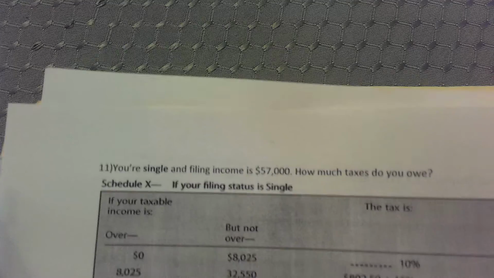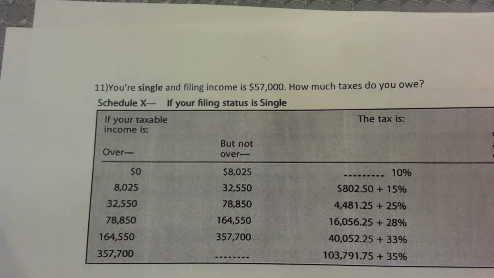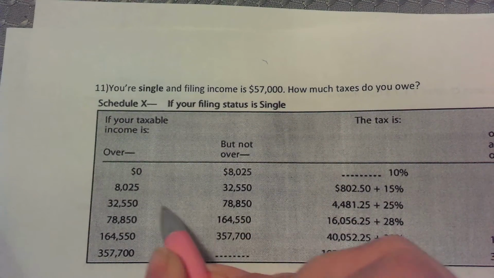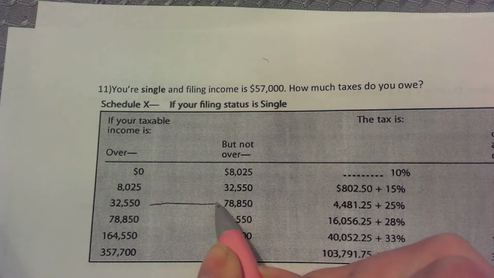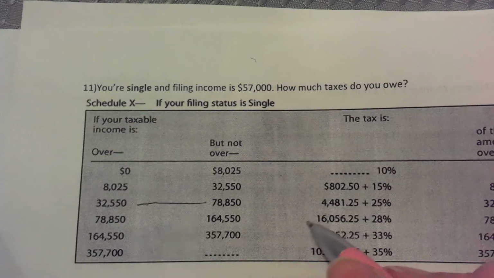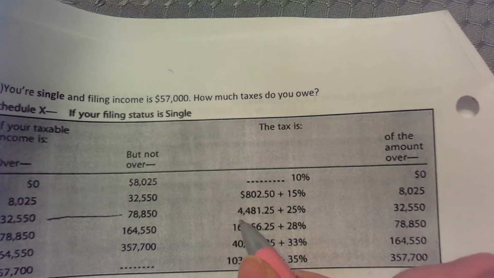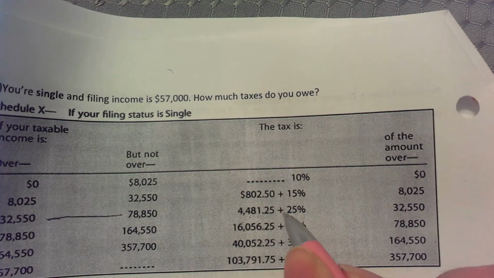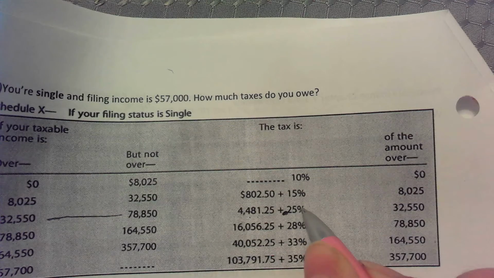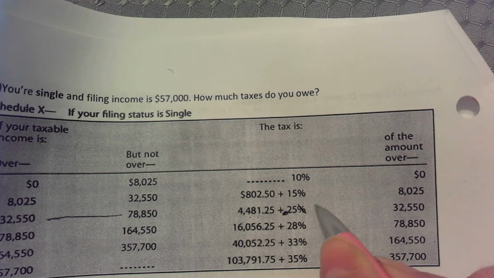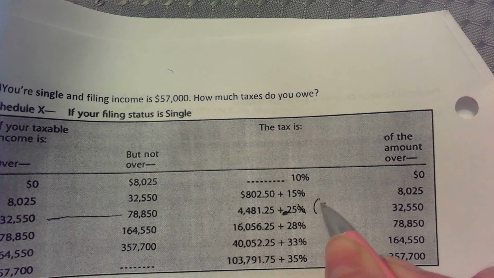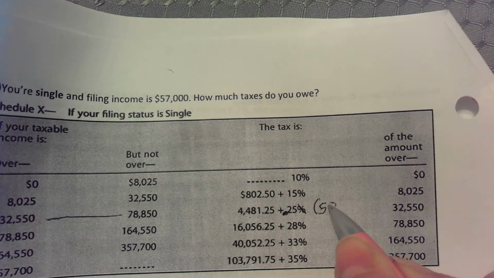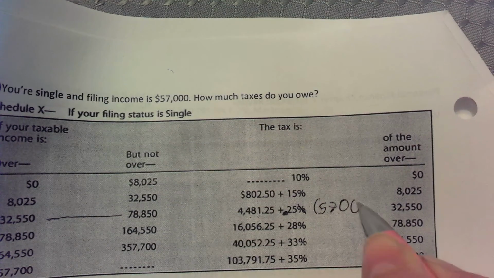Okay, so this one we're going to use the table. It says you're filing, so you're going to be right here, $57,000. Okay, so we're going to use this. The $4,481.25 plus 25% as a decimal. Remember, drop the percent sign. And we're going to put in the $57,000. Remember, that's our X.